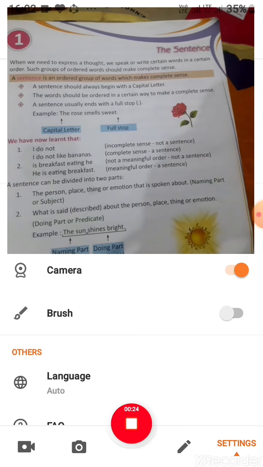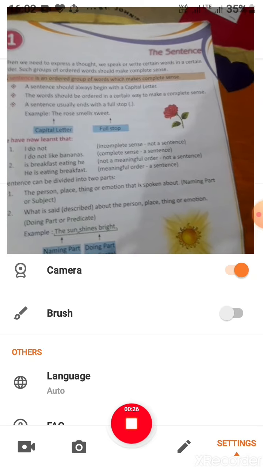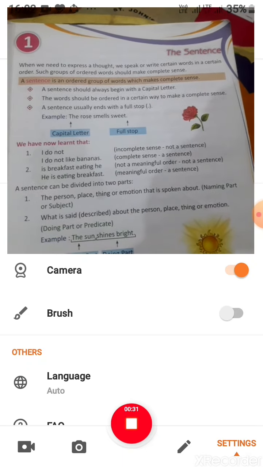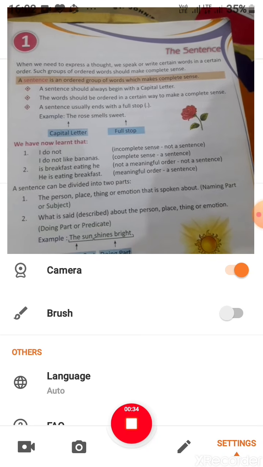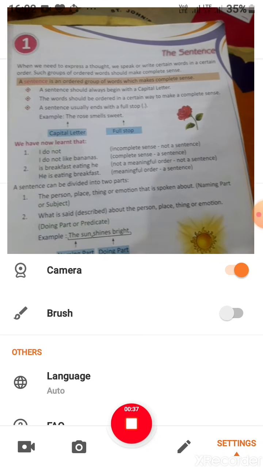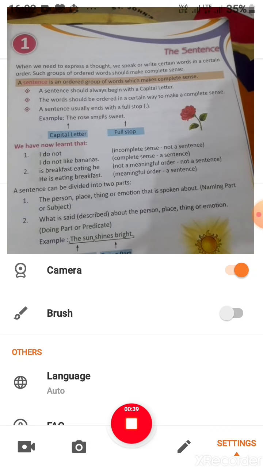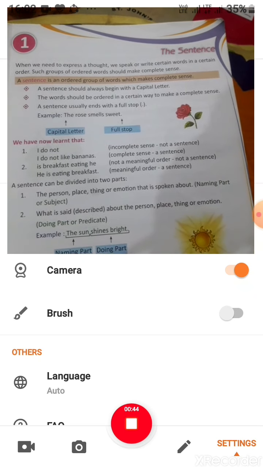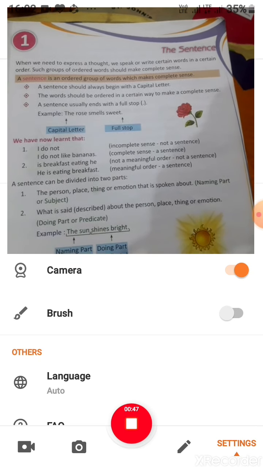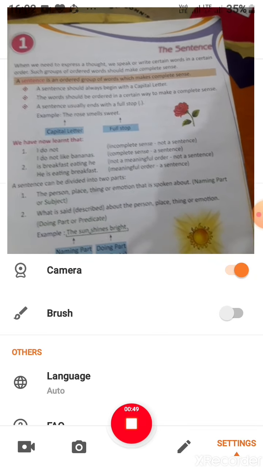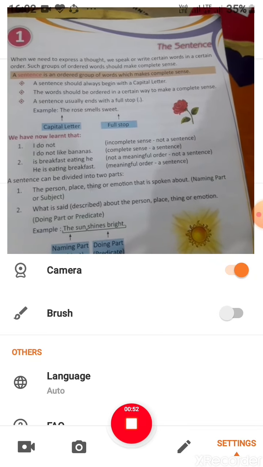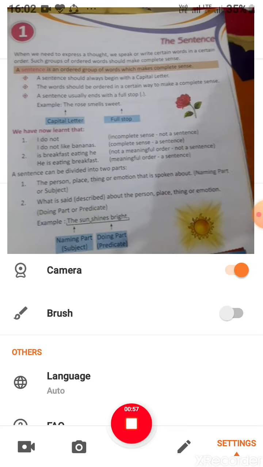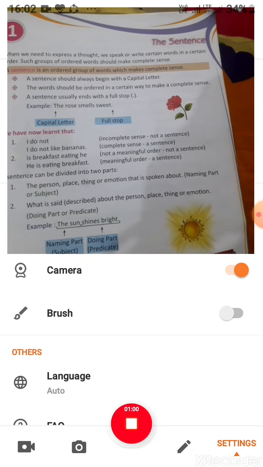A sentence is an ordered group of words which makes complete sense. What does it mean? It means first of all the sentence should be in an ordered group. It means the words should be arranged in a proper way and it should make complete sense. If we arrange the words in a proper way, then only it is going to make a complete sense.